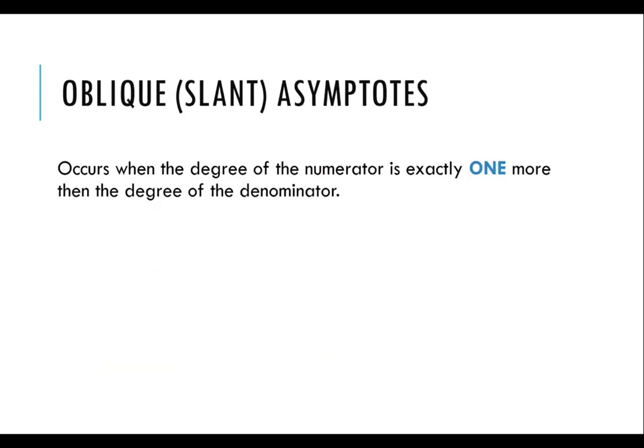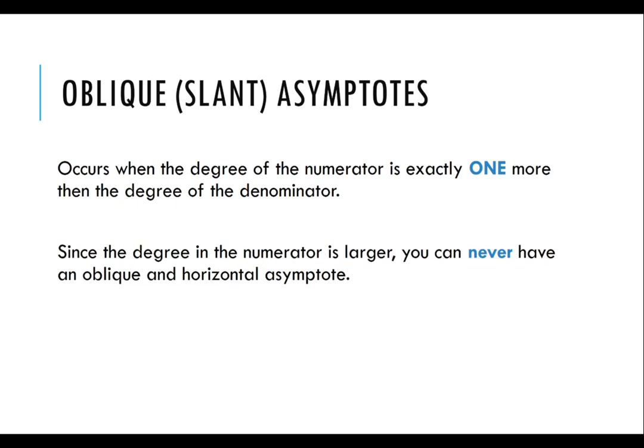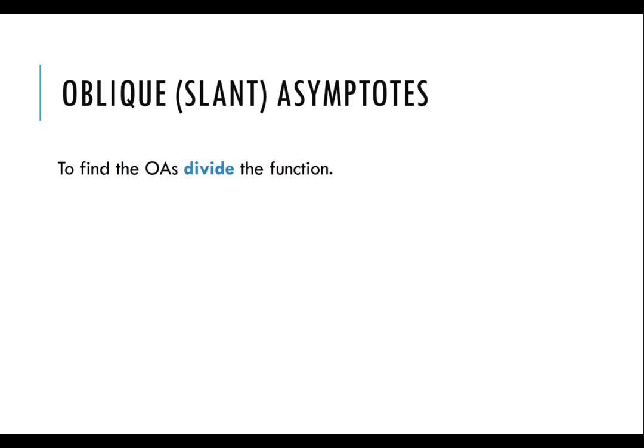Sometimes we get these things called oblique or slant asymptotes. Specifically, this is going to occur when the degree of the numerator is exactly 1 more than the degree of the denominator. And since the degree in the numerator is larger, you can never have an oblique and horizontal asymptote. That won't happen. You'll either have an oblique or horizontal, but you'll never have both at the same time. Oblique asymptotes will tell us what happens as the x values approach positive and negative infinity. And specifically, they'll approach some line that you can discover via division. And so let's find that.